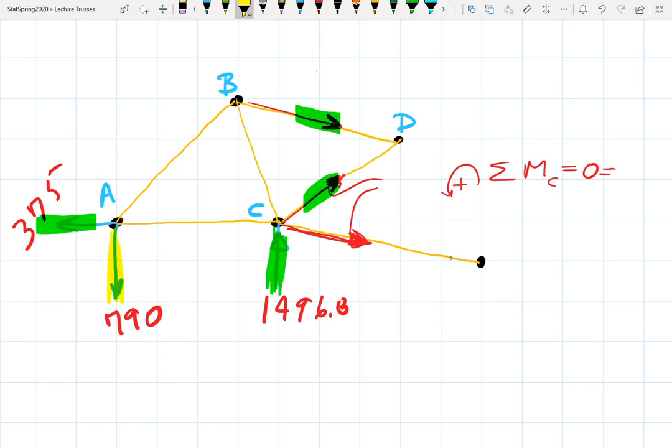Uh-oh, I made a mistake in what I just said. Okay, this one produces a moment. This one does not produce a moment about C. Again, the green ones don't produce a moment about C because they go right through C. The yellow ones do produce a moment. This should be fairly simple.